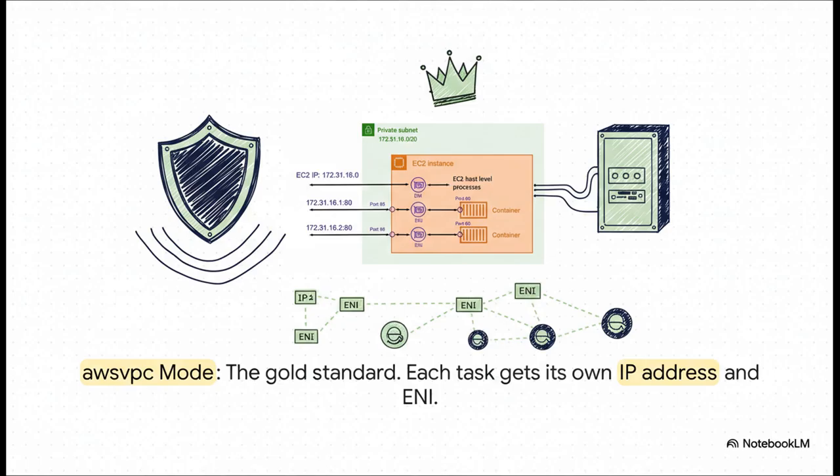This is the gold standard, the recommended approach. And, by the way, it's the only mode you can use with Fargate. Each task gets its very own Elastic Network Interface, or ENI, and its own private IP address. It's basically treated like a first-class citizen in your VPC, just like an EC2 instance. This gives you the absolute best security and network isolation, period.